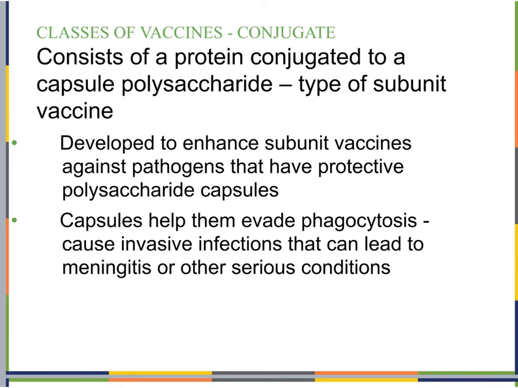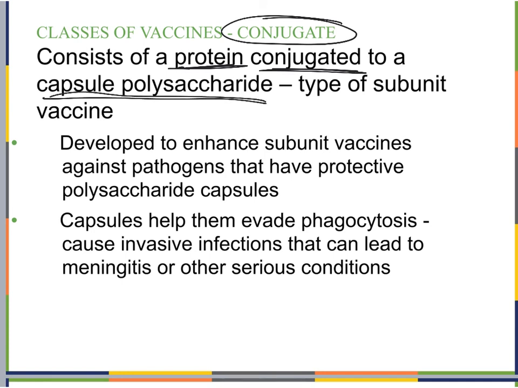The next one are our conjugate class of vaccines. Our conjugate vaccines consist of a protein conjugated to a capsule polysaccharide. So this is a type of subunit vaccine. This is developed to enhance subunit vaccines against pathogens that have protective polysaccharide capsules. So in this case, the antigenic piece of the bacteria is this polysaccharide capsule. So what they've been able to do is take this polysaccharide capsule and stick it to a protein so that we can enhance our immune system response to this particular pathogen.